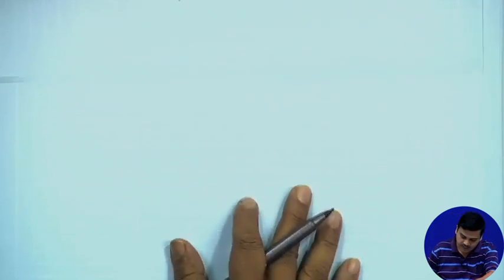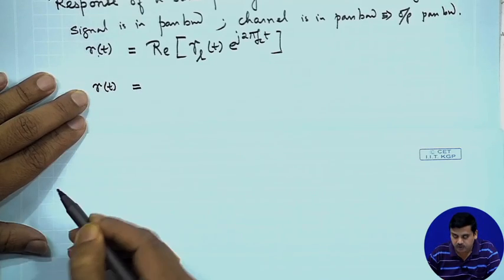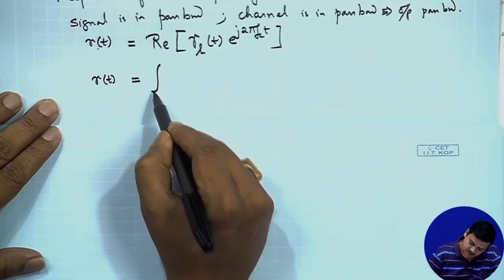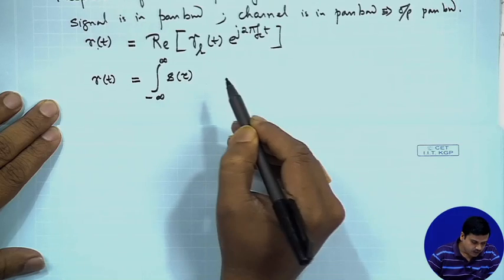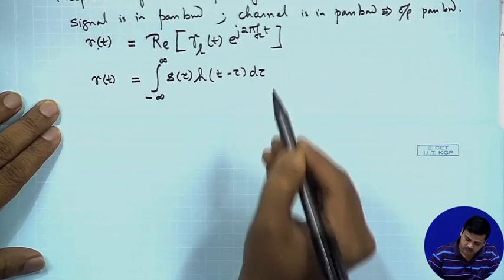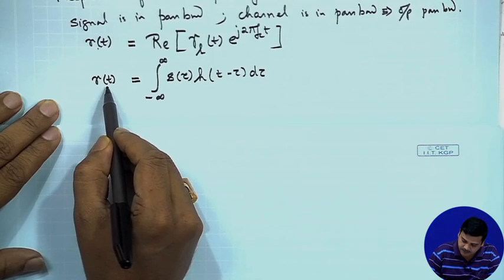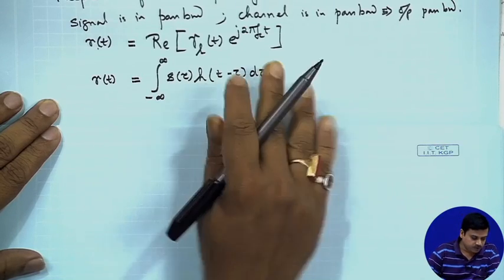Okay. And then how do we get r(t)? Since r(t) is the output of a filter whose impulse response is given by h(t) and the signal going in is s(t), definitely the output is the convolution of s(t) and h(t), and that we would write as the integral from minus infinity to infinity of s(tau) h(t minus tau) d tau. So, at any instant t, we have a convolution output of the signal along with the channel impulse response.